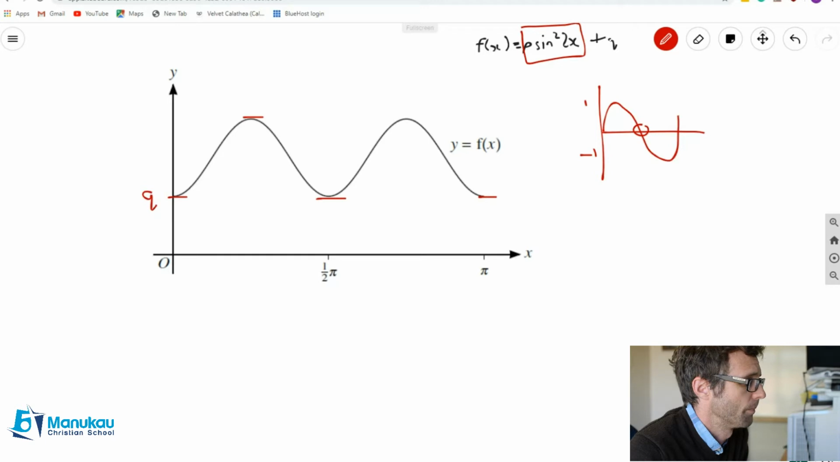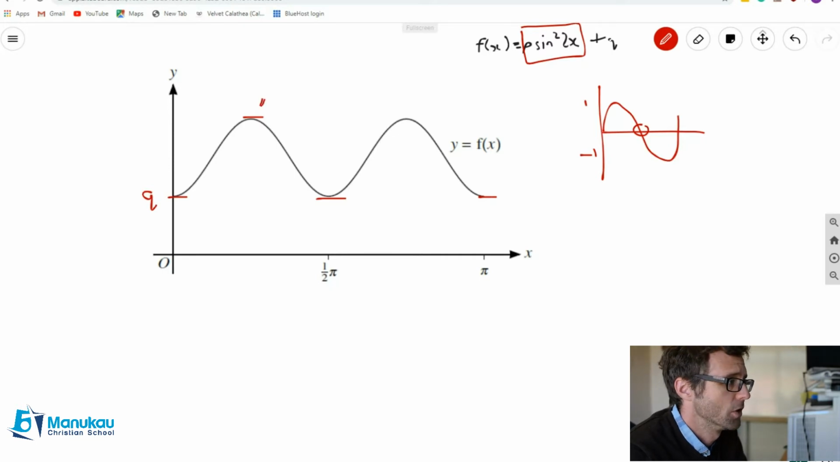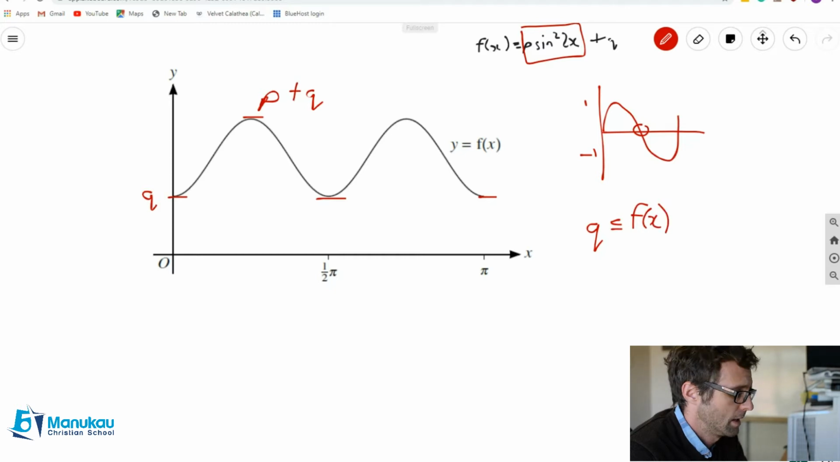So that's q. Well, what's the highest value we can get? The highest we can get from the sine squared 2x bit is going to be 1, and therefore the highest we can get is going to be p times 1 plus q. So these top points here are going to be p plus q. Therefore, when we pop this into how we define our range, we would say that q is less than or equal to f of x, and in addition, f of x is less than or equal to p plus q. So that's the first part of the question. Let's move on.